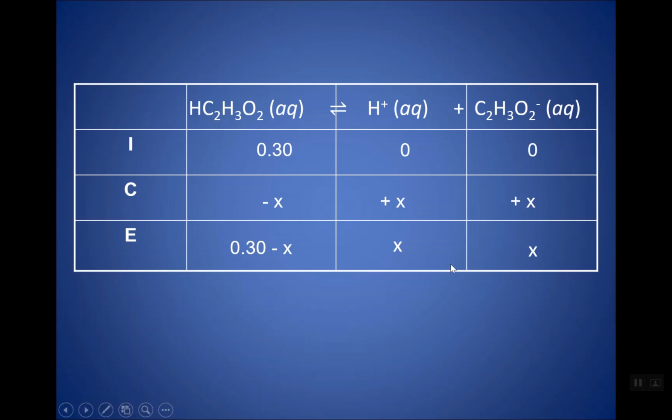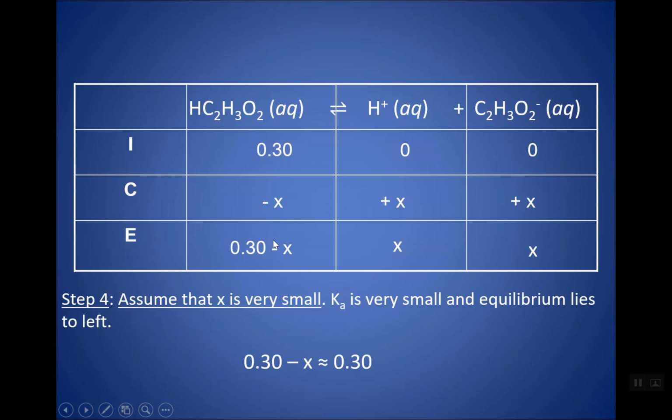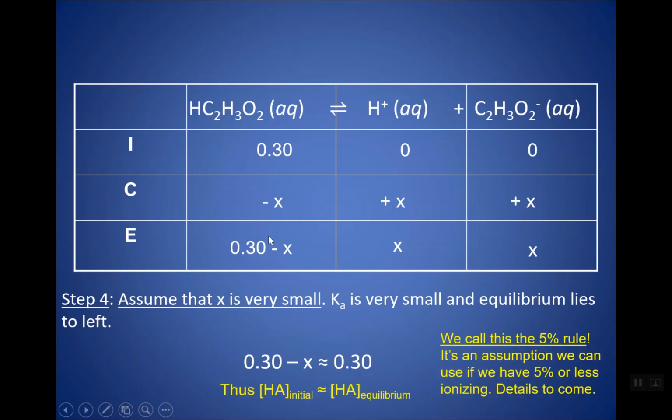So what do we say we can do to simplify this? We said rather than 0.3 minus X, let's assume X is so small because this is a weak acid, not a lot ionizes, and that my initial concentration is going to be relatively unchanged. So we'll just make this 0.3 instead. Again, we call this the 5% rule because for this to really work, by the time you calculate percent ionization, you need 5% or less ionization for this to be completely accurate. Now, if you have a little more than 5%, it actually is a pretty good approximation too. And most problems you see, you're going to use this just fine.